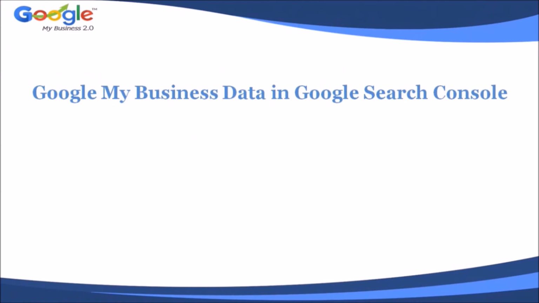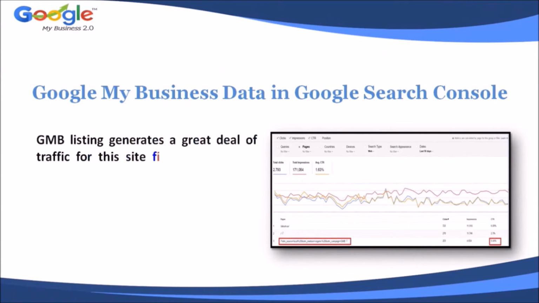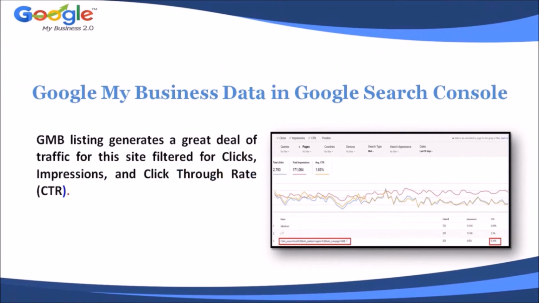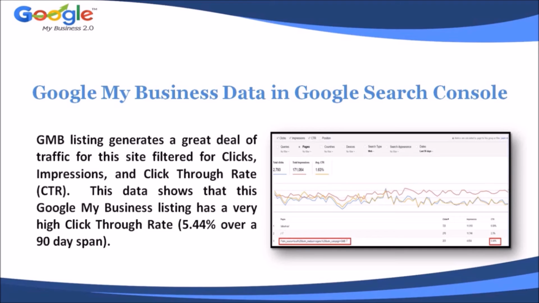Google My Business data in Google Search Console. The GMB listing generates a great deal of traffic for this site, filtered for clicks, impressions, and click-through rate, CTR. This data shows that this Google My Business listing has a very high click-through rate, 5.44% over a 90-day span.